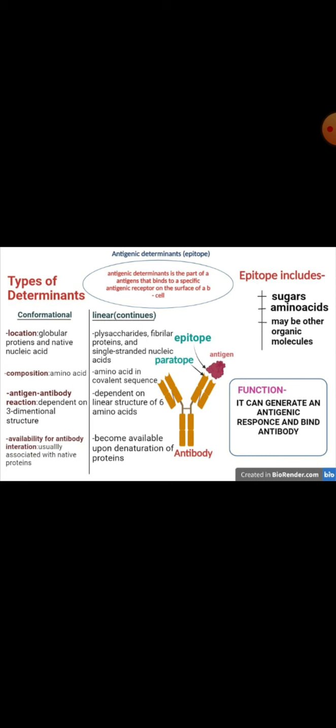For example, in the case of lysozyme, it has a very immunodominant antigenic determinant, which is sequence number 60 to 83. It forms an immunodominant antigenic determinant, which means this determinant is more powerful, more capable of inducing an immune response than other antigenic determinants.